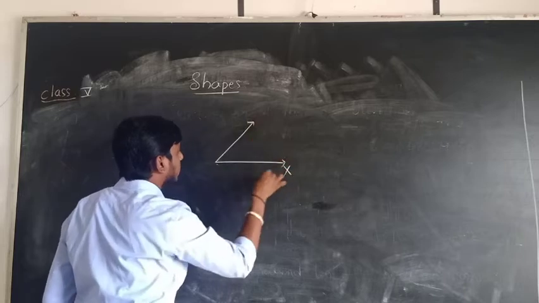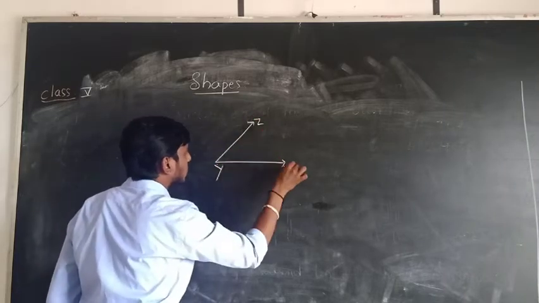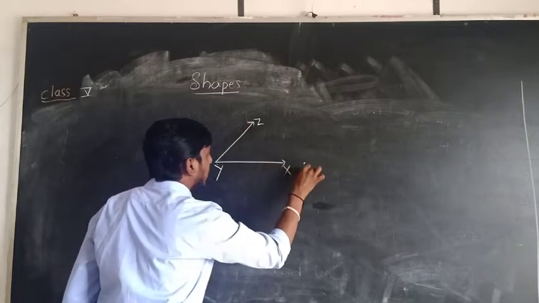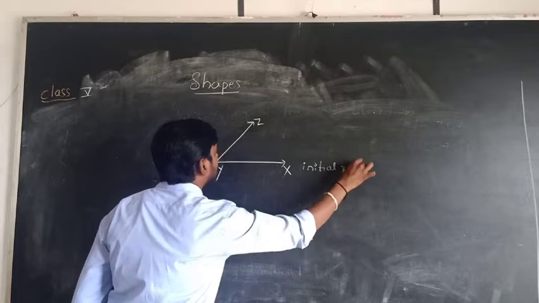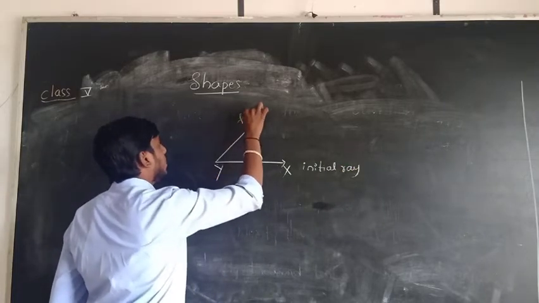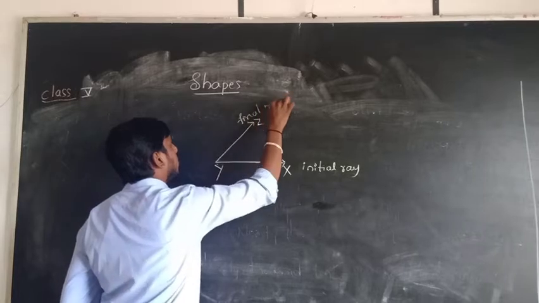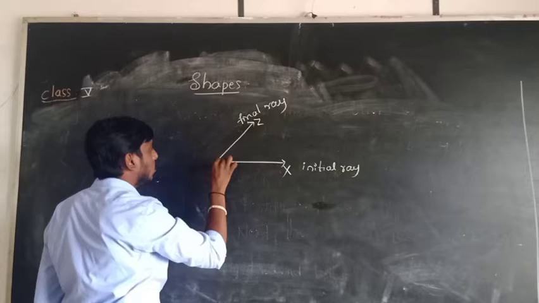So this is x, y and z. This arm is called the initial ray, and yz is another arm, which we can call the final ray. Okay, so here this is the central vertex y.